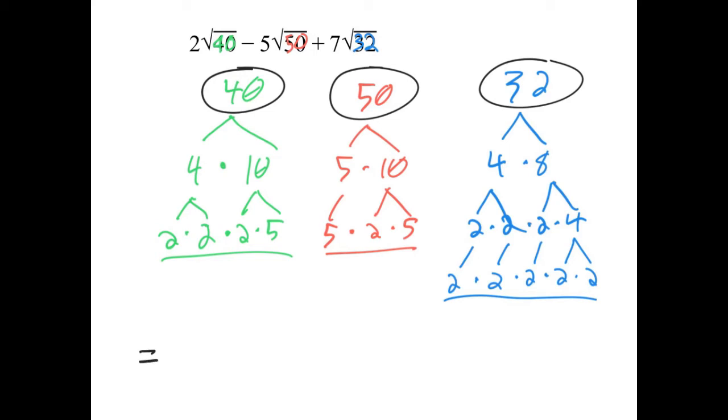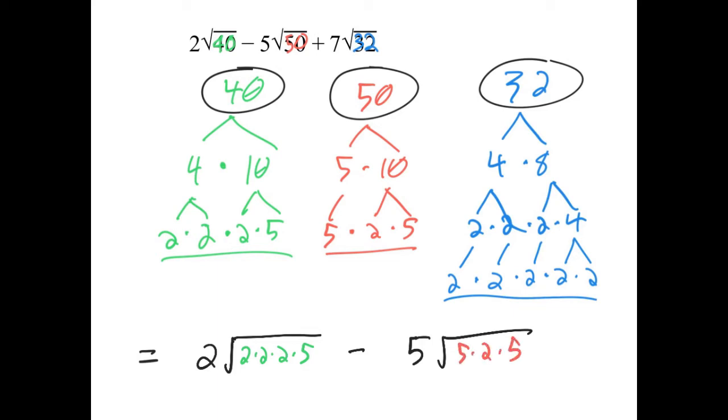So I'm going to start with our first term. So 2 times the root of 2 times 2 times 2 times 5. Our second term was subtract 5 times the root of 50, which is 5 times 2 times 5. And our final term was plus 7 times the root of 2 to the 5th. So 2 times 2 times 2 times 2 times 2. These are all square roots, so I'm going to look for pairs of values inside the radical sign and look to take one of those pairs out.